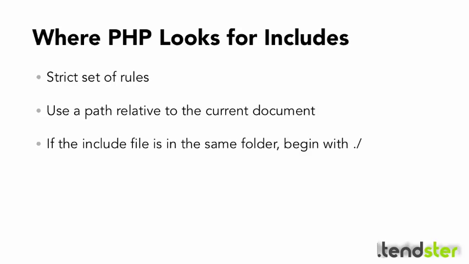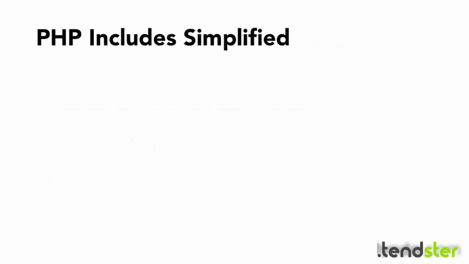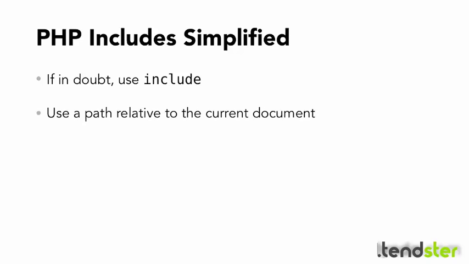If both files are in the same folder, don't use just the file name. Begin the path with ./. This ensures that PHP looks only in the current folder. Don't use a path relative to the site root. Paths relative to the site root always begin with a /. Browsers understand them, but PHP doesn't. So let's keep things simple. If you're not sure which command to use, go for include. If you use require and the external file can't be found, PHP abandons the rest of the script. And always specify the location of the external file using a path relative to the current document.